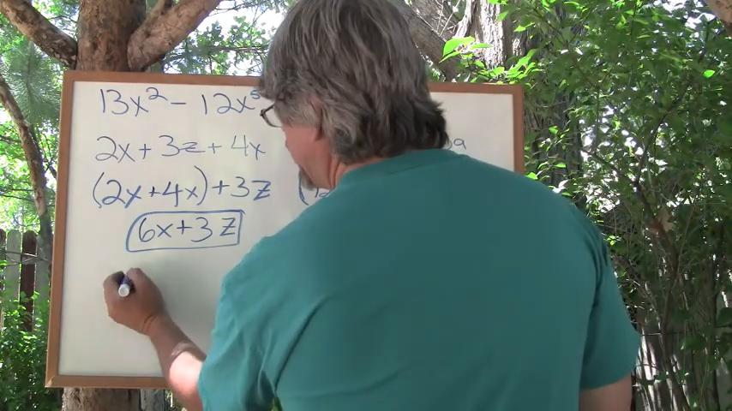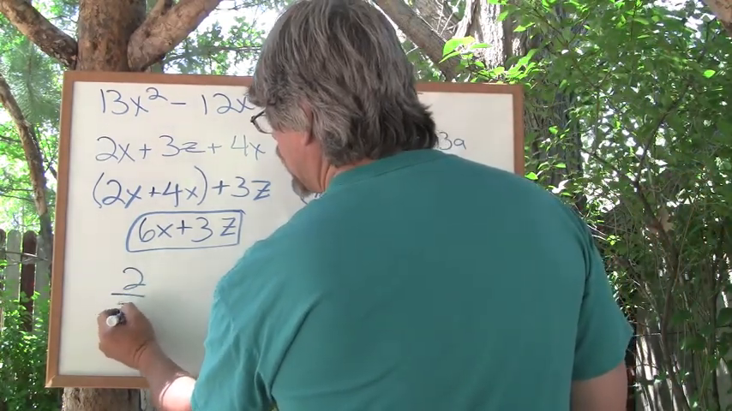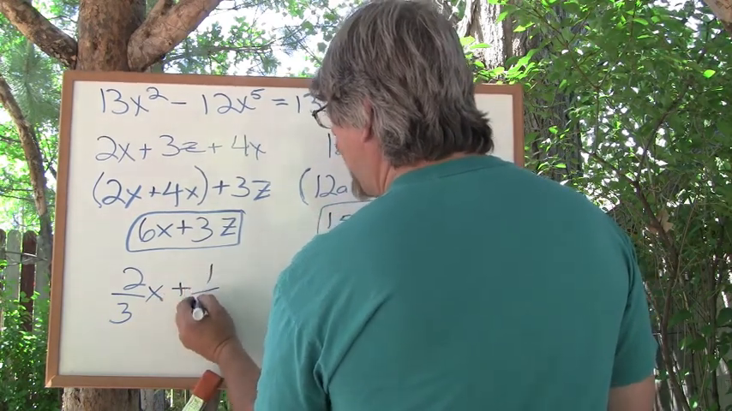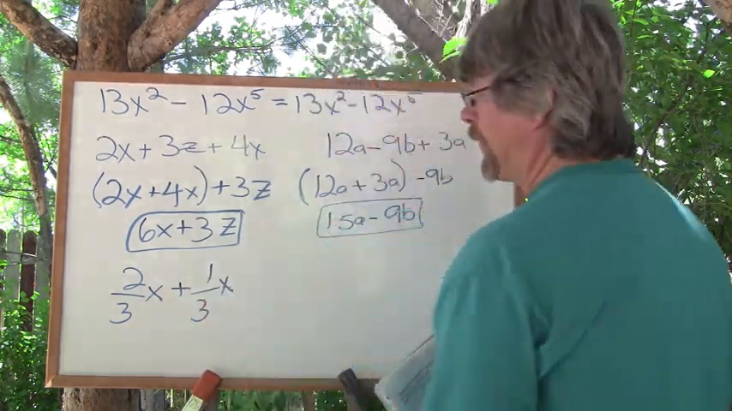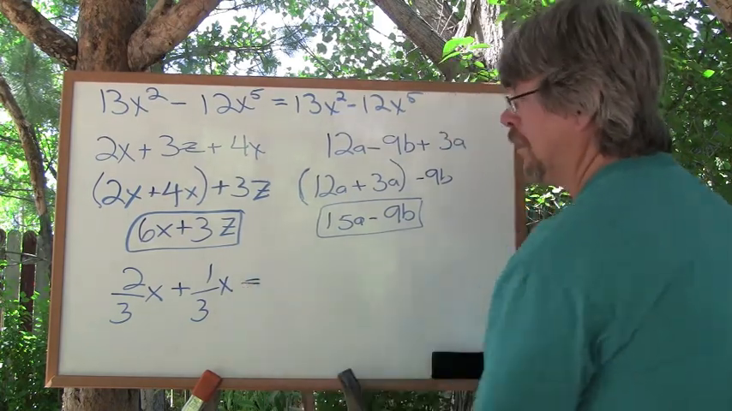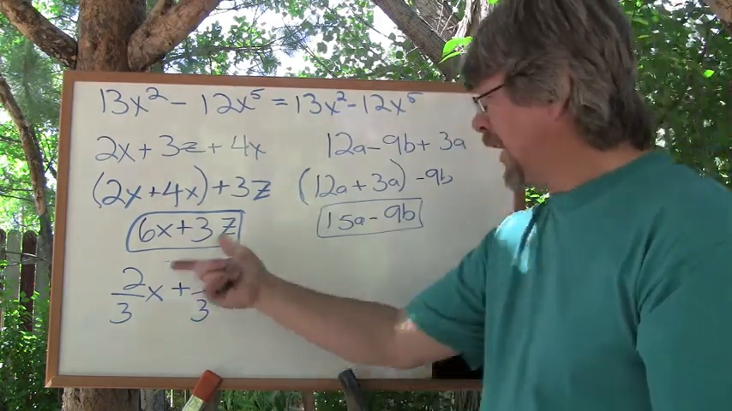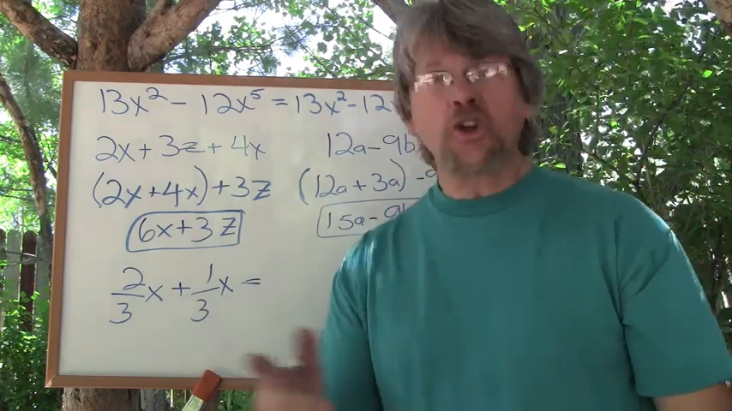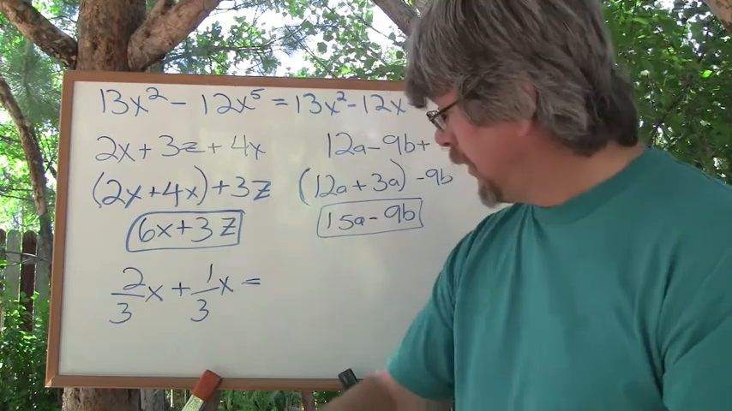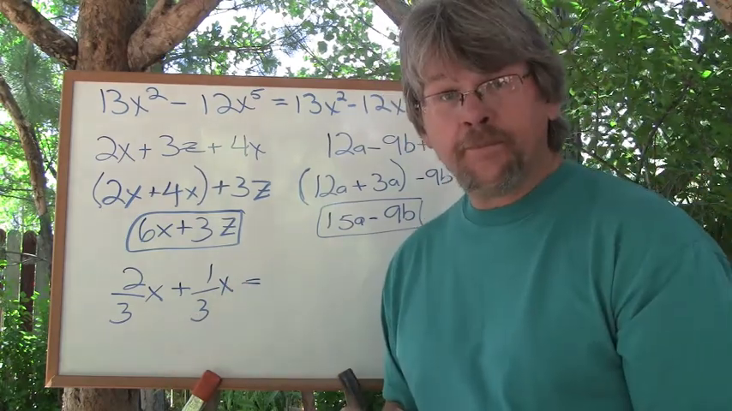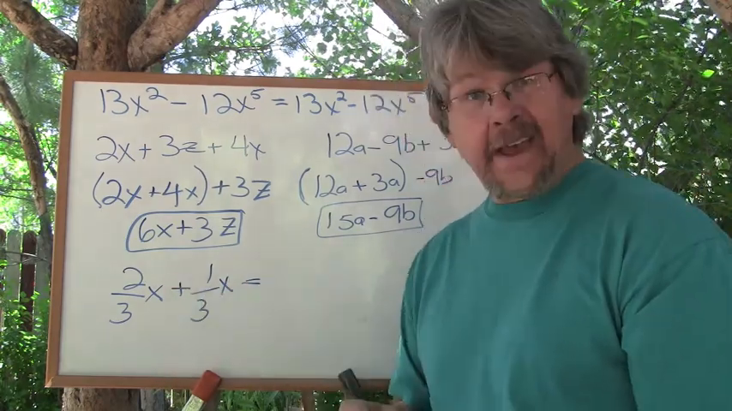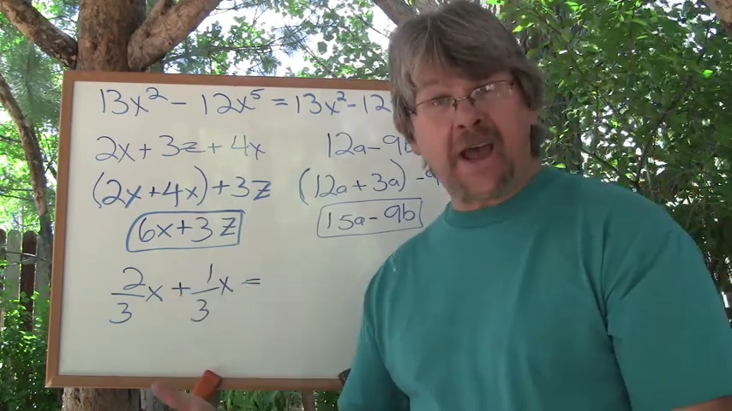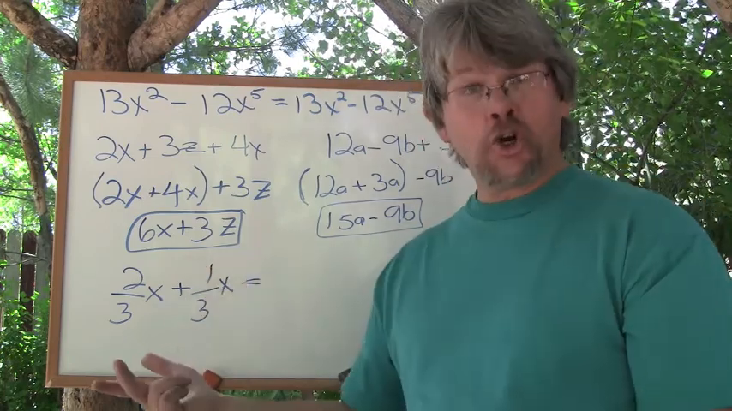Now what if you have 2/3 x plus 1/3 x? You say, well, we've got two fractions. Aren't those like terms? No, the fractions have nothing to do with being like terms. However, the x's do. We know each fraction has an x. Good. We know each fraction has an x raised to the same power, that invisible 1. Good. Those are like terms.